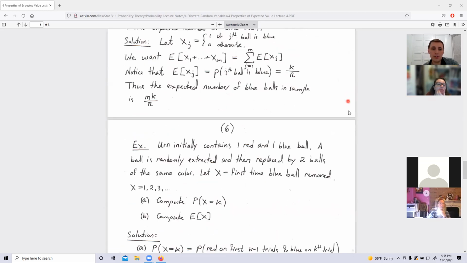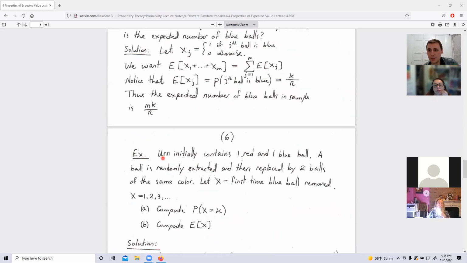Now the next question. Let's see if we can solve this one together. We have an urn, and it has one red and one blue ball initially, and then we take a ball out, observe it, and replace it with an additional ball of the same color. You understand? So if I pulled out a red ball, then the next time I look into my urn, I have 2 red and 1 blue.